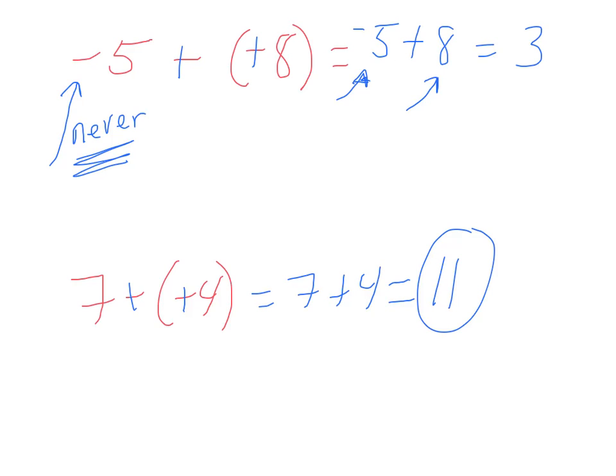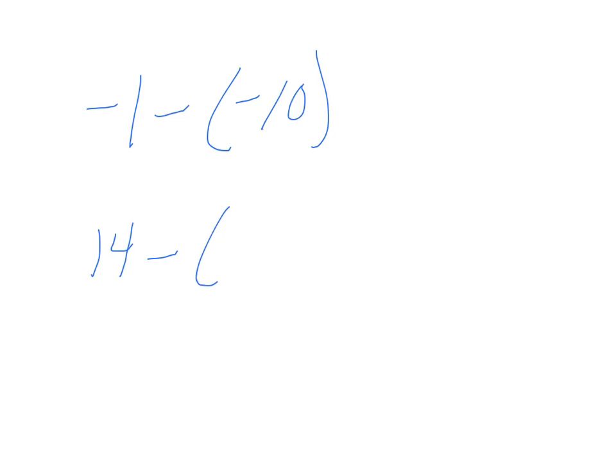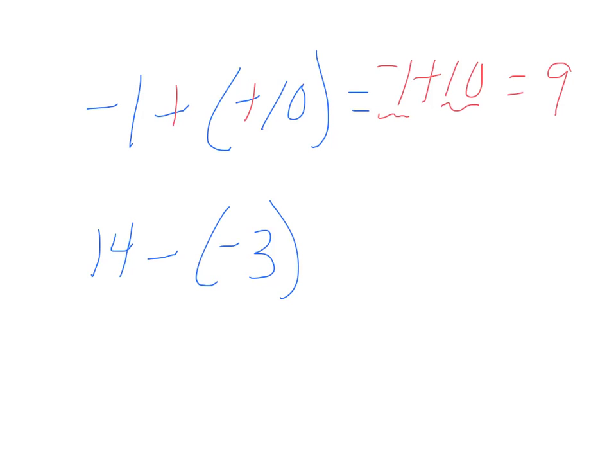I'll do one more example in case you want a little more. Let's see if I can come up with, I feel like I'm using the same old numbers. So negative 1 minus negative 10, and 14 minus negative 3. Same deal. Boop, boop. And then think about it, you have negative 1 plus 10. So you have 10 somethings, you've taken 1 of them away. That leaves you with 9 somethings.